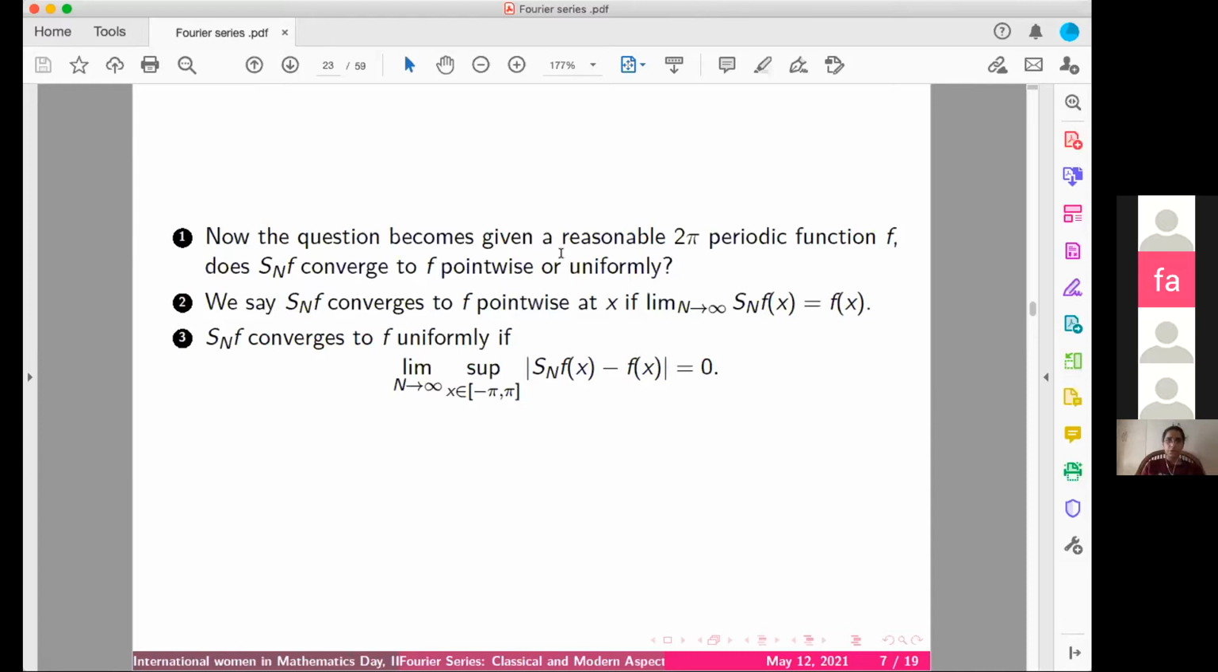So before going further, let me recall what pointwise convergence is. We say that SN of f converges to f pointwise at x if the limit as N tends to infinity of SN f at x is equal to f of x, just at x. So basically all your epsilons and deltas may depend on x. We say that SN of f converges to f uniformly if you first take the supremum over x of the difference of SN f at x minus f of x, and then take the limit as N tends to infinity, and that is equal to 0. So you see, this is a very strong convergence, right?